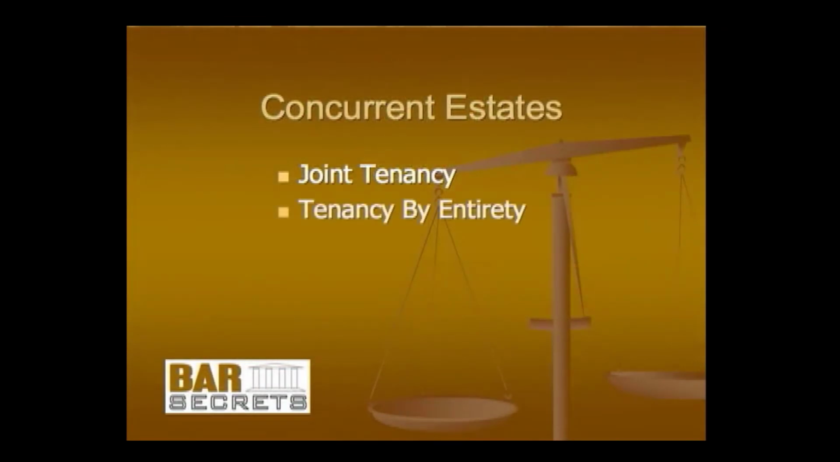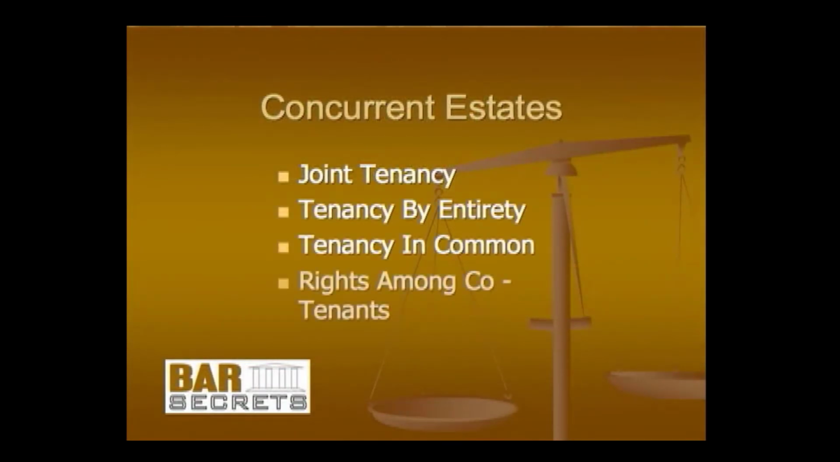So, for example, level 2 begins with level 1 again, concurrent estates, and then off of concurrent estates we have joint tenancy, tenancy by the entirety, tenancy in common, and rights among co-tenants. So this level 1 issue, concurrent estates, branches into 4 in level 2. And again, it's nested in a hierarchy. So eventually you'll memorize concurrent estates, and you'll also know the 4 big issues that come off the level 1 topics. Another example would be landlord tenant.